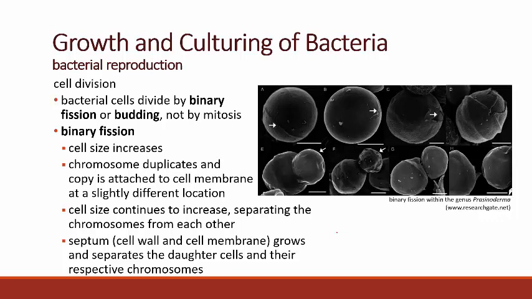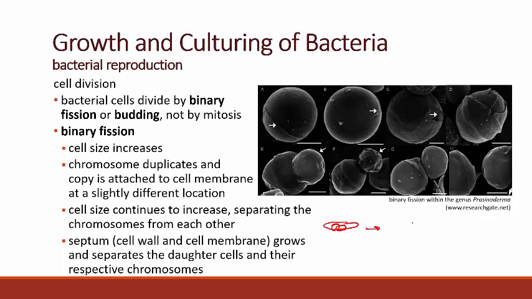So let's say we're looking at a rod-shaped bacteria, and here is the nucleoid region with its circular chromosome. The chromosome is found in an area, the nucleoid. We've talked about that in the previous chapter. And the chromosome is generally attached to a little area of the cell membrane. And when the chromosome duplicates, the new chromosome is attached in a slightly different area.